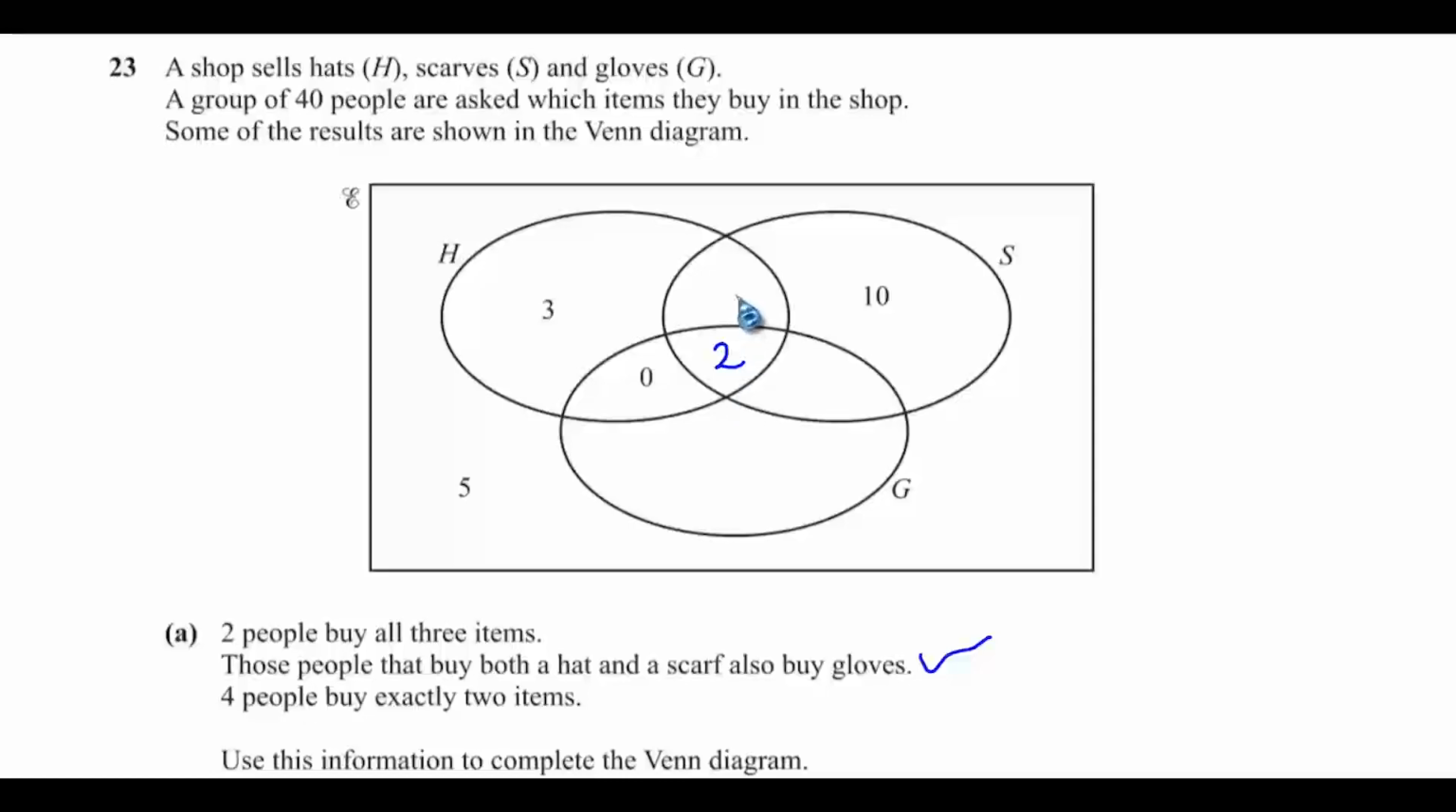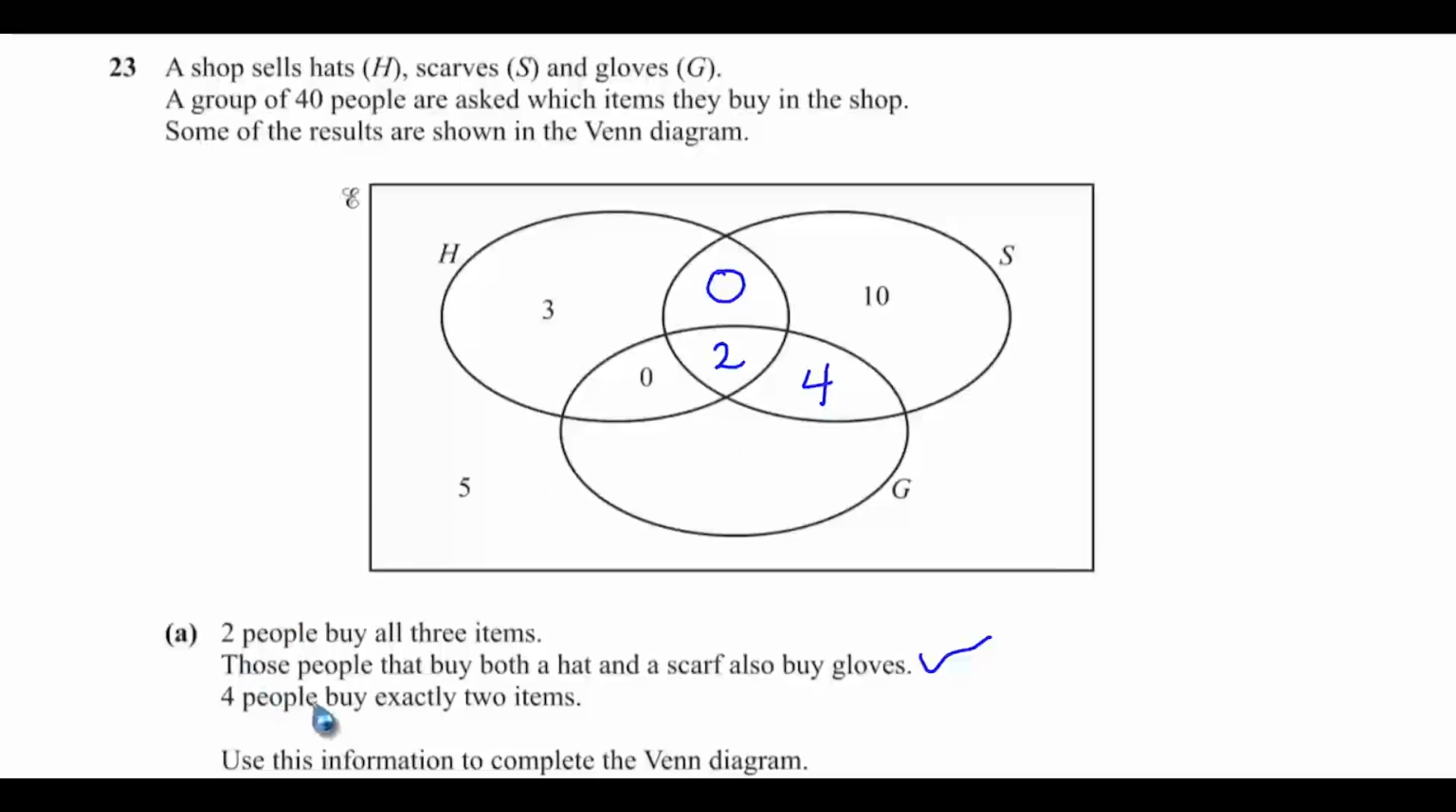So that means we don't have H and S only. That's the meaning. So H and S only is 0 because there is no one who buys the hat and the scarf without buying the gloves. So that is why this is equal to 0. So 4 people buy exactly 2 items. So we are left with only this. Okay, so that will be 4.